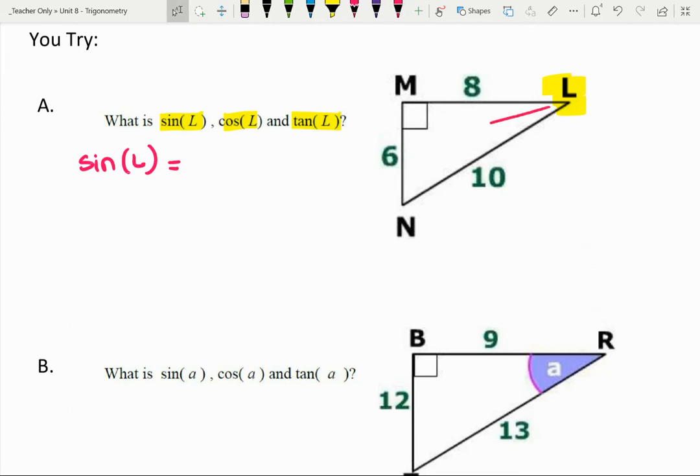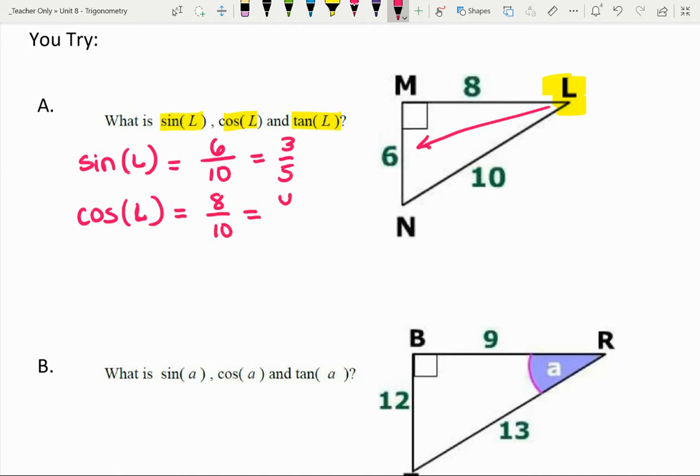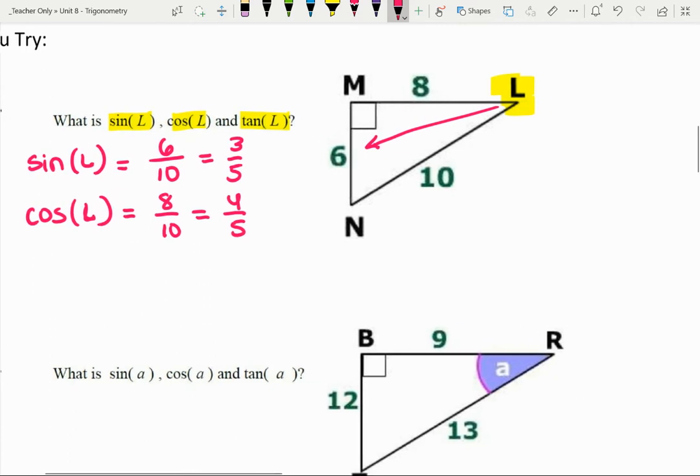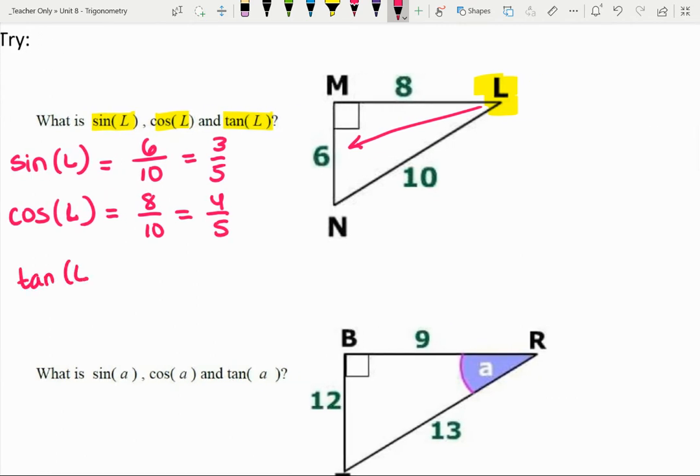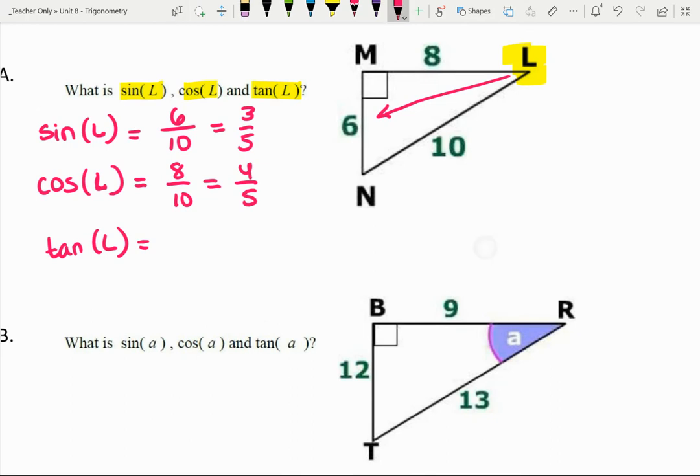Sine of L, the opposite of L is 6 divided by the hypotenuse of 10, and you might have simplified that to 3/5. Cosine of L, well, adjacent to L is a length of 8. The hypotenuse is 10, so that is simplified to 4/5. The tangent of L is the opposite over the adjacent, which is 6 divided by 8, or 3/4.